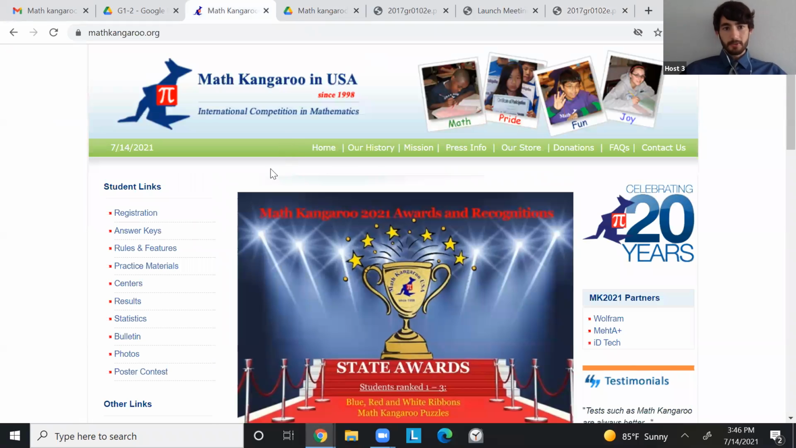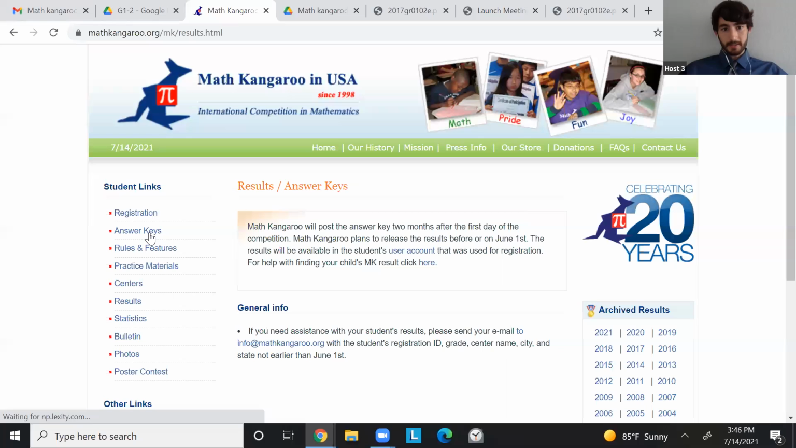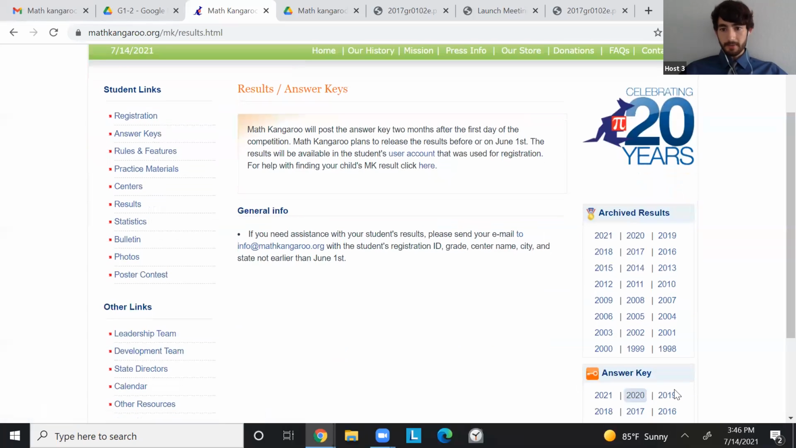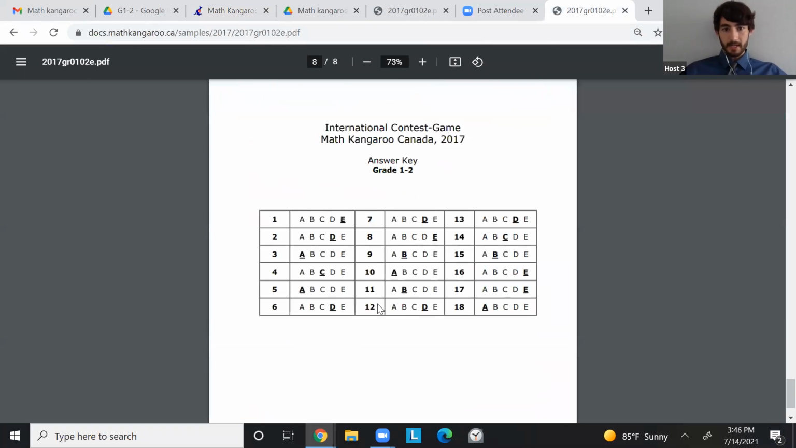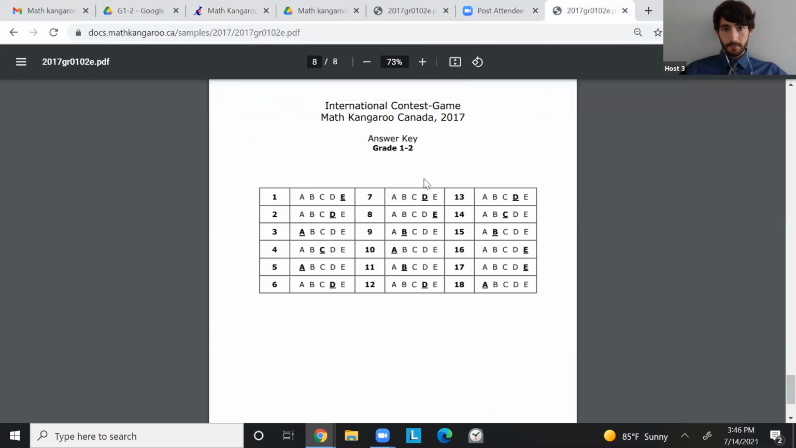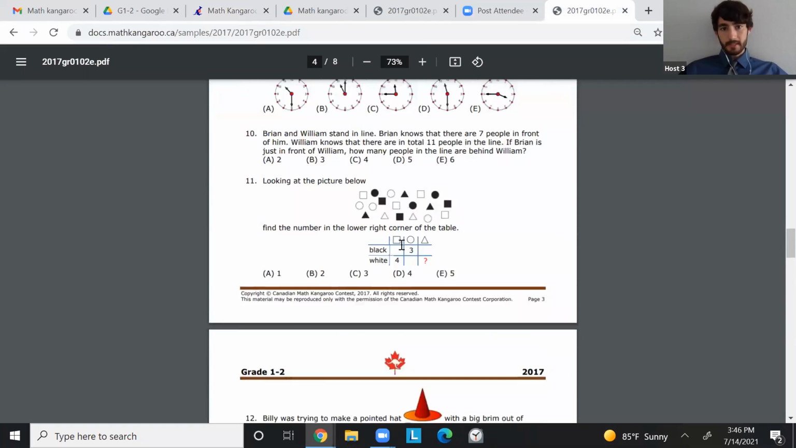One more thing too. For the American Math Kangaroo exams, the answer key is going to be on a separate sheet of paper. You have to go to answer key on the left column, and then you would have the years here. Whereas for Canadian Math Kangaroo exams, most of the time they would have the answer key at the end. And again, that's kind of how I would teach it.